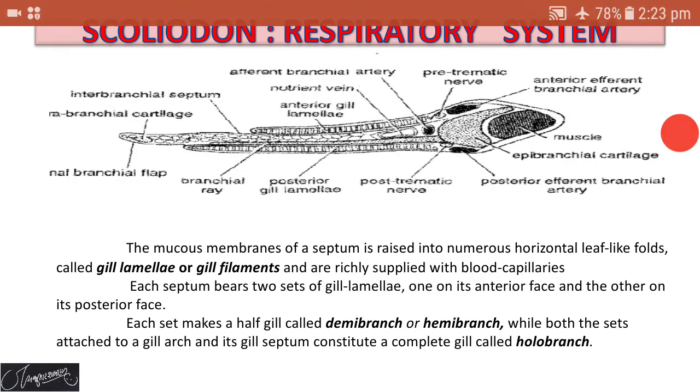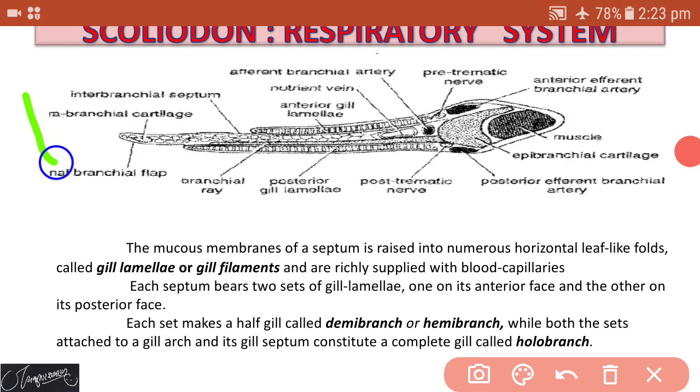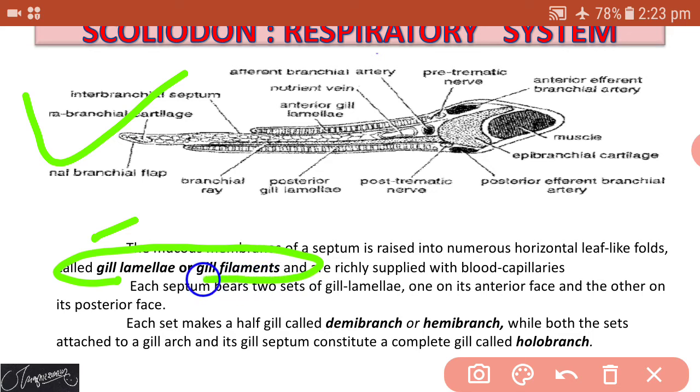Then this is the structure of a single gill. The mucous membrane of the septum is raised into numerous horizontal leaf folds called gill lamellae. There are two leaf-like structures called gill lamellae or gill filaments. These gill filaments are richly supplied with blood capillaries.